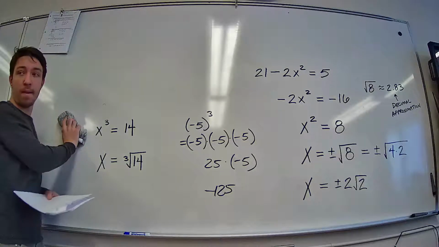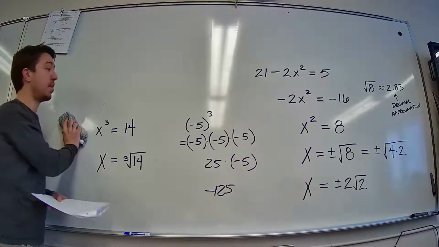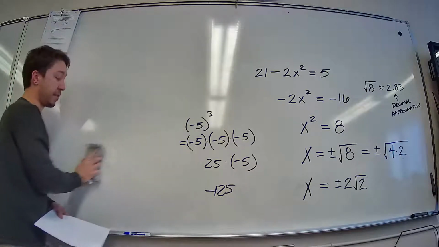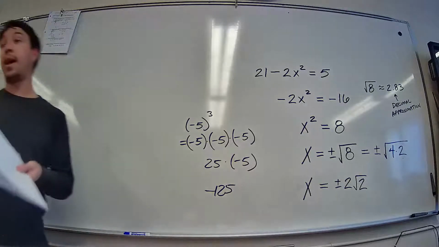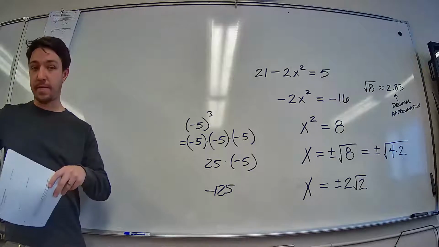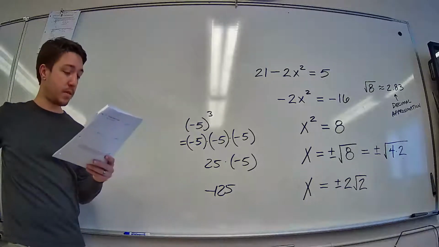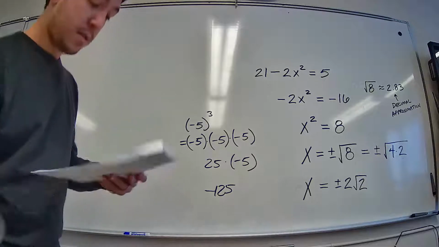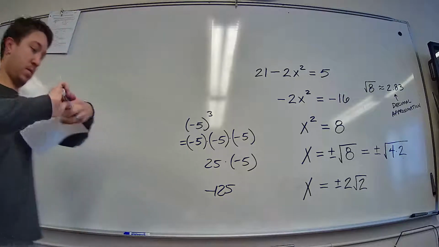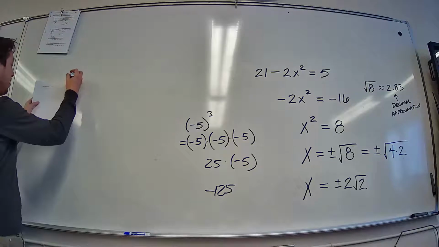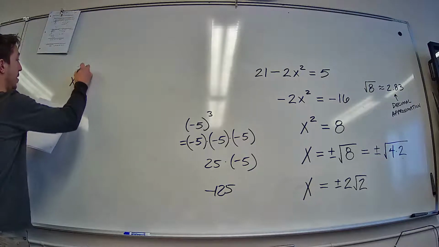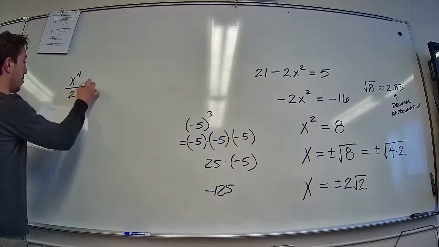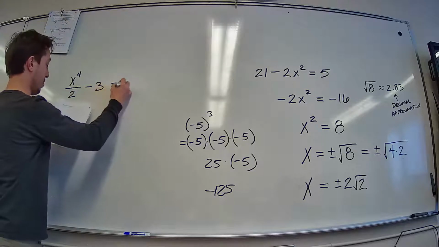For x to the 4th power, it would be the parabola again, and you'd have a negative solution too. Good point. If you're dealing with a 4th power, then a negative or a positive to the 4th power makes a positive. So let's look at maybe C. C: x to the 4th over 2 minus 3 equals 0.